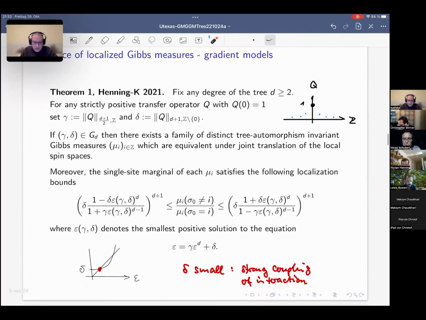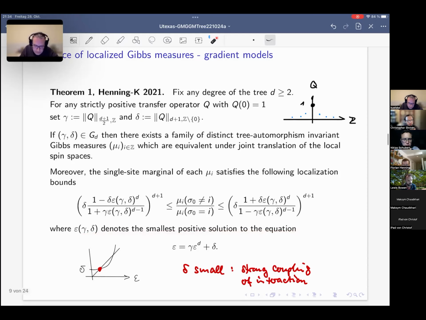And so we also have some explicit bounds. If we're looking for the probability not to be at the height I, divided by the probability to be at I, this should be a small number, and this is actually small in terms of the delta, which is how well the Q concentrates in the sense of the p+1 norm, and some other stuff which is also small if the delta is small, namely this epsilon gamma delta, which is the smallest positive solution to this equation here.